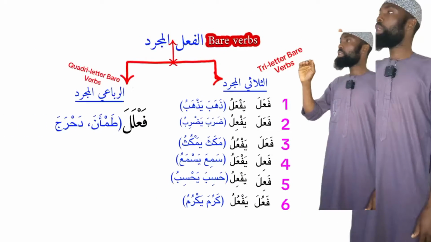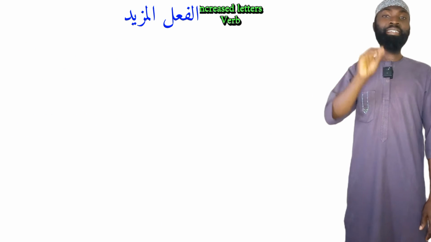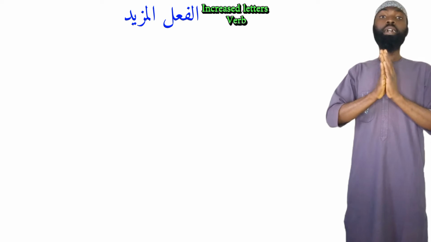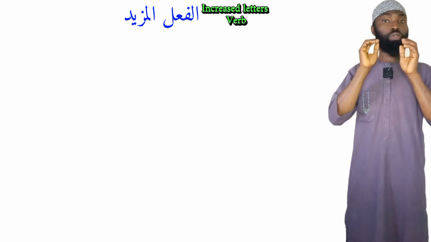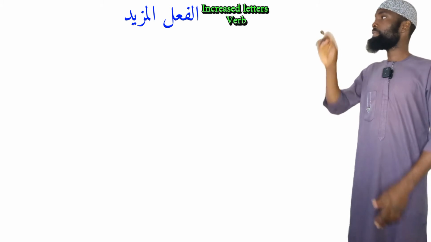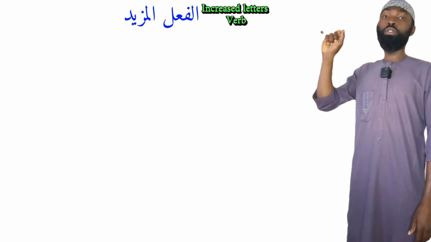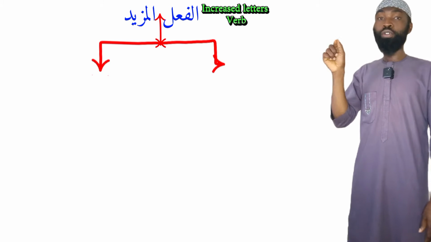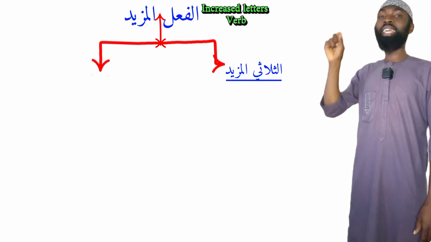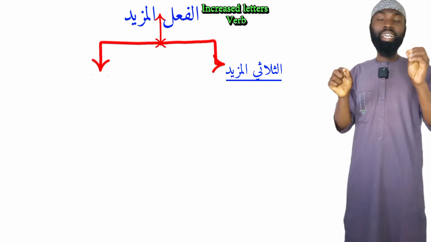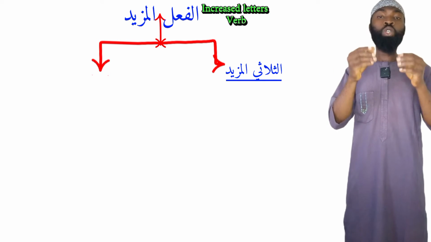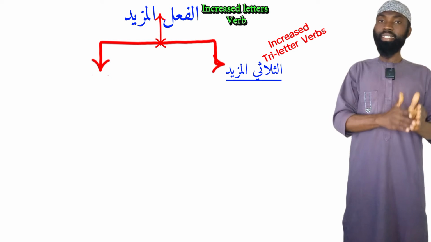Moving on to al-mazid, the increased verbs, the verbs whose root letters have been increased with some other letters. Al-mazid, we said, is also subcategorized into two. The first category is called al-thulathi al-mazid, the tri-letter verbs which have been increased.